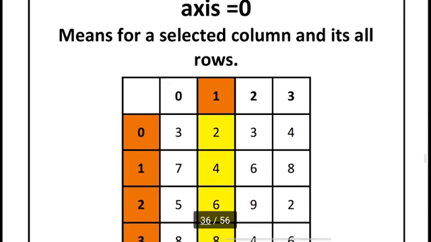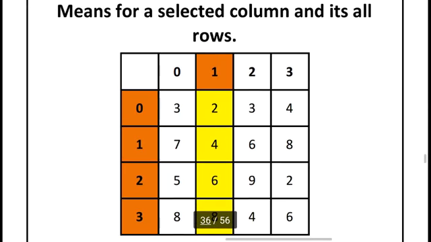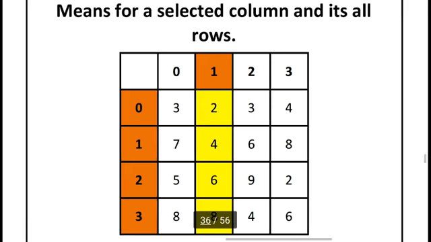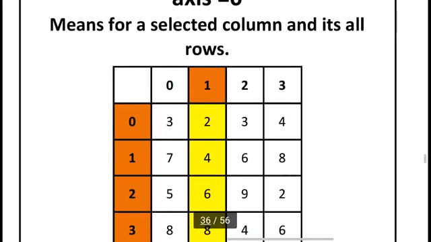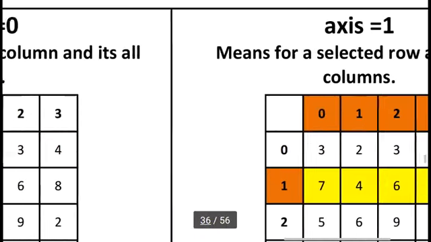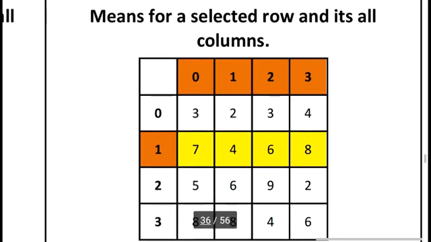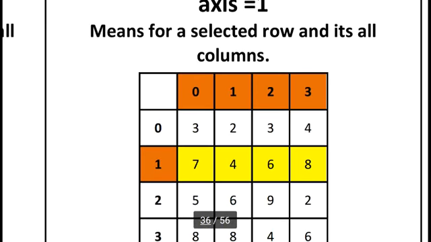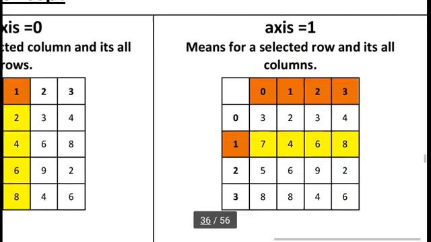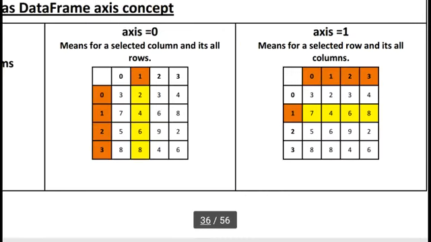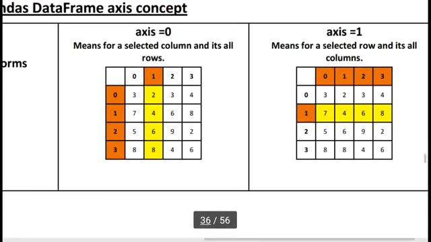Selected column, so here the selected column is 1. So 2, 4, 6, 8 is our selected column, and 0, 1, 2, 3 are all the rows for the selected column. With axis 1, you can see for a selected row, it means 7, 4, 6, 8, including its particular column. So these are the different things we can use.